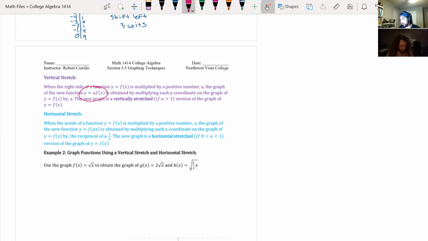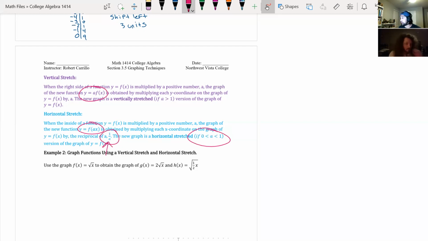A horizontal stretch is if the inside of x is multiplied by a positive number a, but the only way it's going to be stretched is if the number is between 0 and 1. And for horizontal stretches, I always say think opposite. So whatever number is inside the function, you are always going to multiply by the reciprocal, 1 over a.